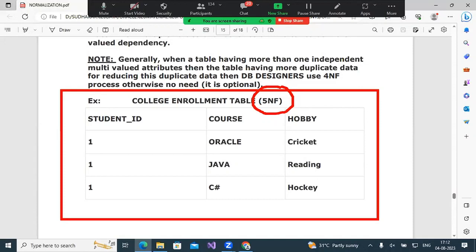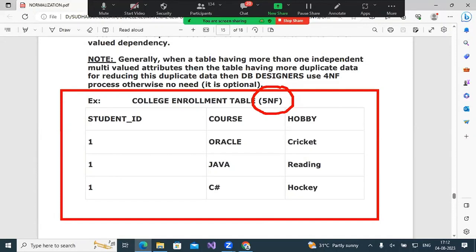So dividing or not dividing depends on your wish. If I divide, fourth normal form is satisfied. If I don't divide, fifth normal form is satisfied. That is the reason 4NF and 5NF are called optional.